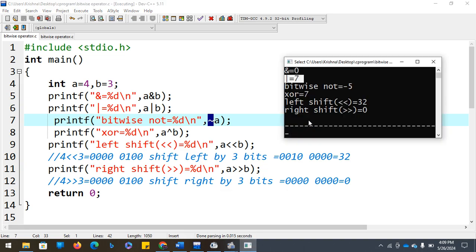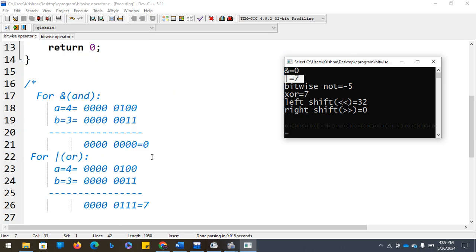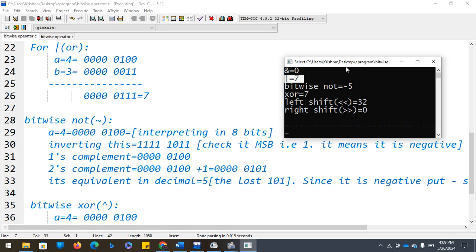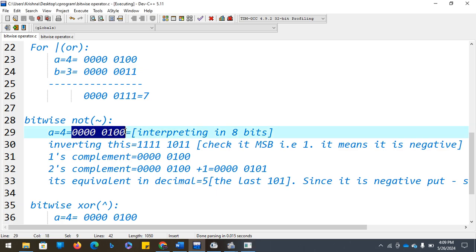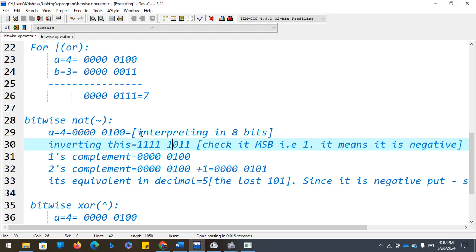To understand again about the bitwise NOT, I have taken this number a equals 4. Let's see how this bitwise operator works. First of all, we are taking 8 bits, so a is 4, and this is your 8 bits after conversion into binary. Tilde says that first of all you convert all the zeros into 1 and 1 into 0. So we can see 0 for 1, 0 for 1, 1 for 0, and so on, inverting each bit.